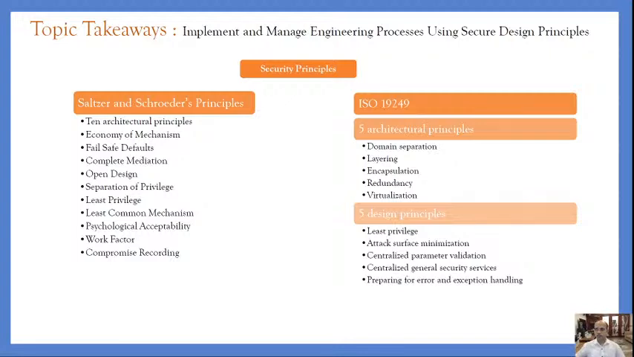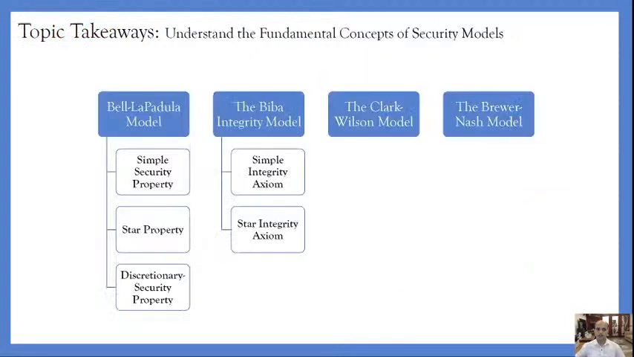So with this, friend, we can move to the other topic, which is related to security models. The topic name is understand the fundamental concepts of security models. Here the name itself says you need to first understand what exactly security models mean. Then you need to understand the different types of security models covered as per the ISC2 CBK. In the CBK, they covered 4 models: Bell-LaPadula, Biba, Clark-Wilson, and Brewer-Nash. You need to understand these 4 models for this particular examination.